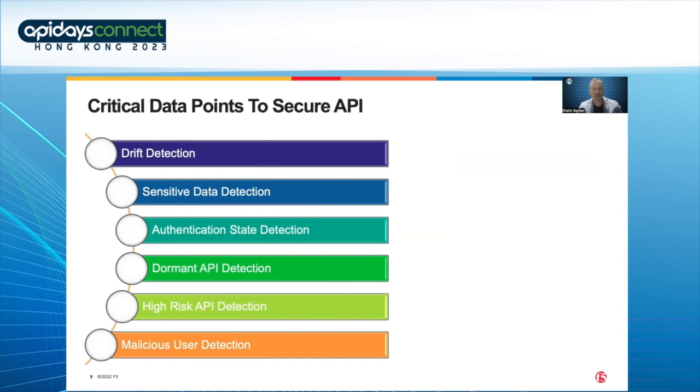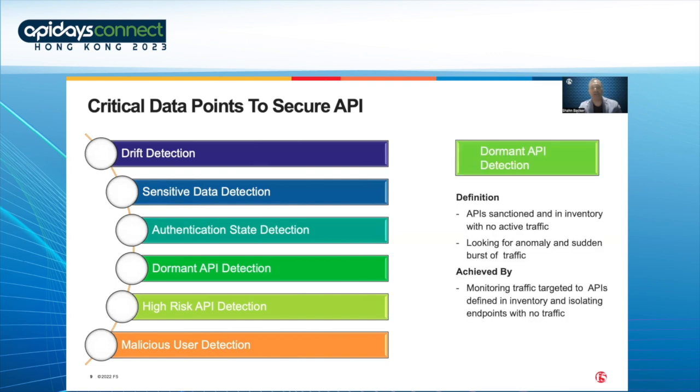Next on our list is dormant APIs. Now, this is something really interesting. What we have seen over a period of time is whenever we have an API ecosystem, there will be consumers. Consumers can be internal, consumers can be external.